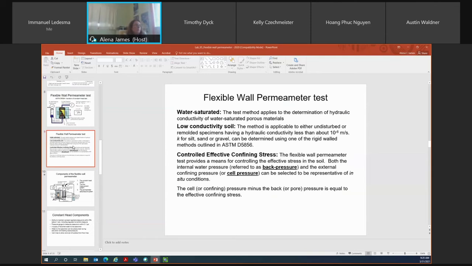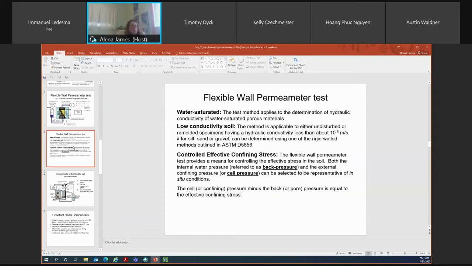The one benefit of your flexible wall permeameter test is you can control the effective confining pressure. What I mean by that is the test provides a means for controlling your effective stress, because you apply an internal water pressure, which is referred to as a back pressure, and an external confining pressure, or your cell pressure. Your confining pressure is loaded axially, and your back pressure is applied laterally.